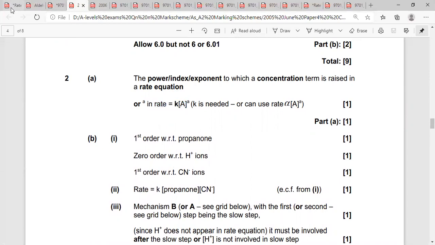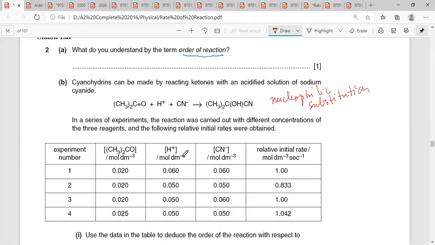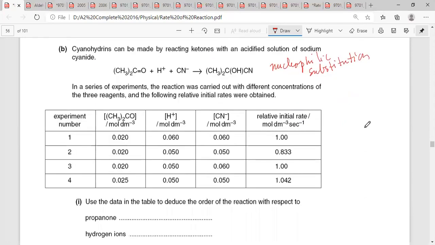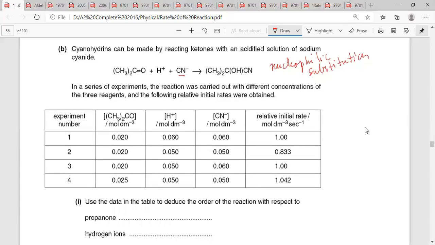Okay, I've done this already, so I'm just going through what we did. Now here is the first example. Cyanohydrins can be made by reacting ketones or aldehydes, for that matter, with an acidified solution of sodium cyanide. So this is a cyanohydrin, right?